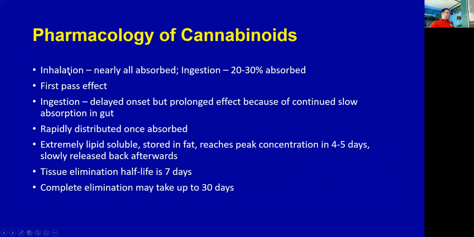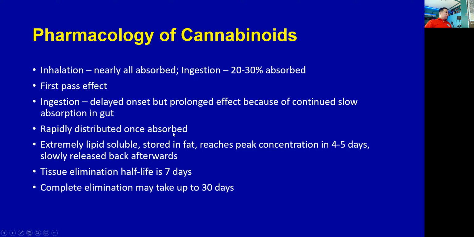Pharmacology of cannabinoids. If it's inhaled, it's nearly all absorbed. If it's ingested, only 20 to 30% is absorbed. There is a significant first pass effect. Therefore, if you ingest brownies or edibles, there's delayed onset but prolonged effect because of the continued slow absorption in the gut. And paikot-ikot siya, pwede siya ma-reabsorb.